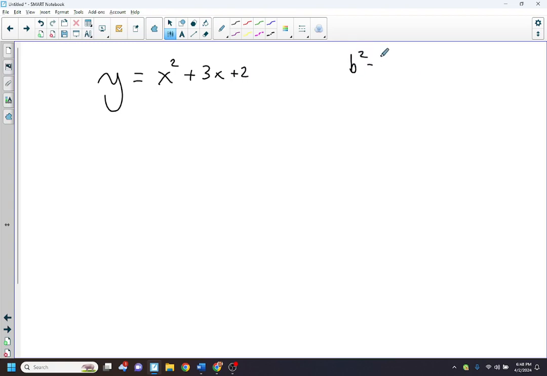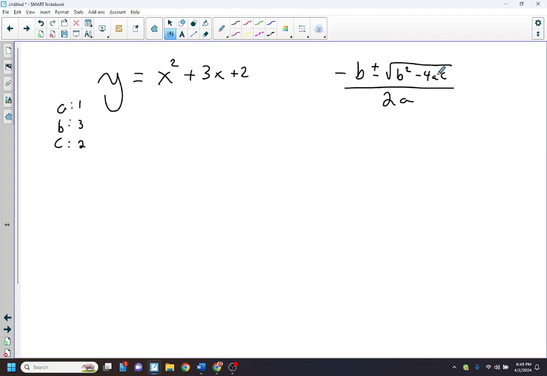Sorry about that. Negative b plus or minus the square root of b squared minus 4ac, all over 2a. So in this scenario, I'm going to define what my a, b, and c are, which is 1, 3, 2.